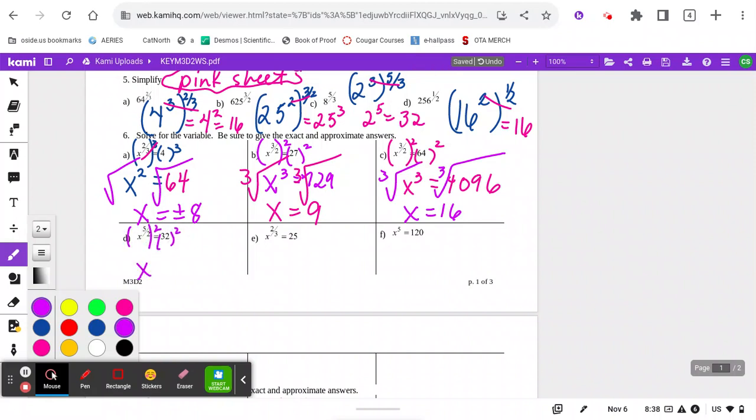Squaring both sides, x to the fifth equals 32 times 32 is 1024. Taking the fifth root, let's try 4.